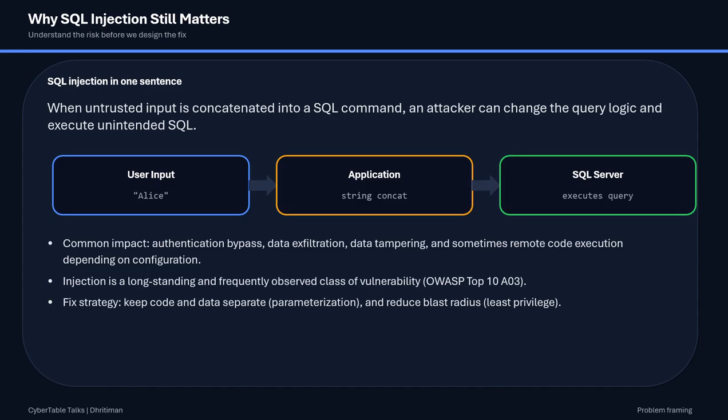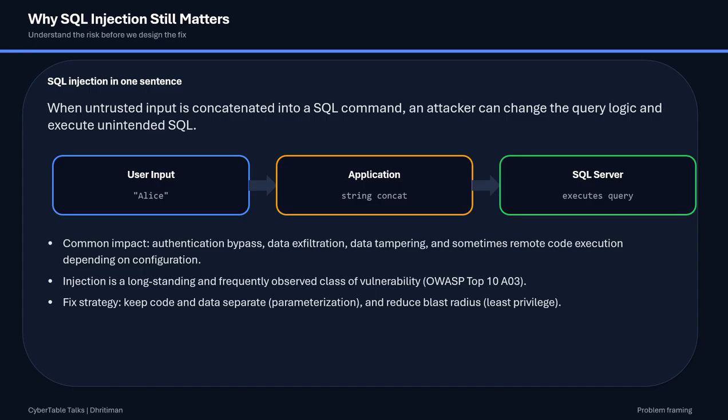Now, the agenda. First, we will quickly define SQL injection and why it still happens. Second, we will look at the vulnerable code patterns, string concatenations. Third, we will implement the secure approach using parameters and stored procedures. And then finally, we will validate the fix and talk about best practices that you can apply in real enterprise environments.